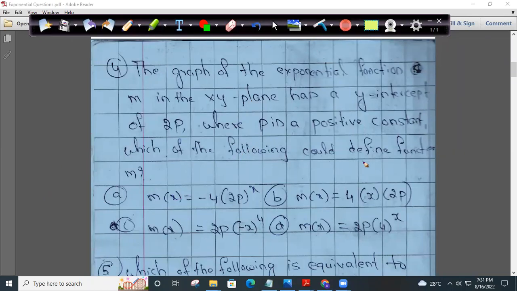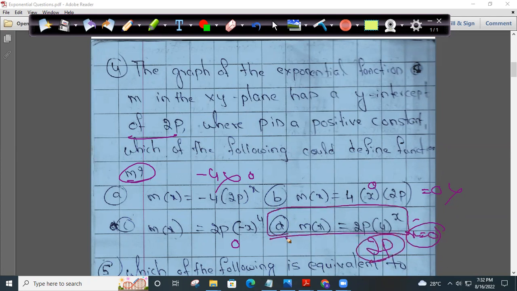So which of the following could define the function m? So that is m of x. It's saying the y-intercept is 2p. When I put x equal to 0, I should get 2p. Put x equal to 0, I get -4. Put x equal to 0, I get 0. Put x equal to 0, I get 0. Put x equal to 0, I get 2p. So happily D for Delhi should be my answer.